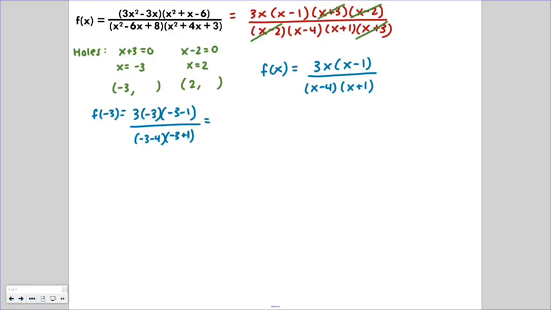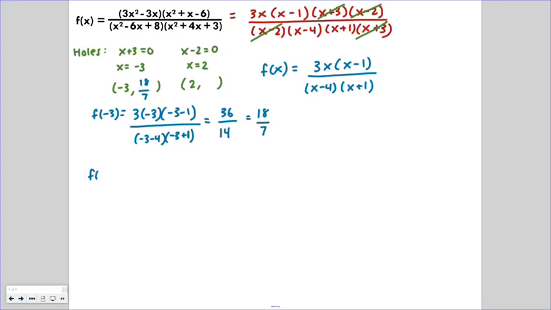All right, that is going to be, let's see, 3 times negative 3 times negative 4, which is 36. And then in the denominator, it looks like we've got negative 7 times negative 2, which is positive 14. I'm going to express this as a fraction in simplified form, so 18 over 7. So our hole is at negative 3, 18 over 7.